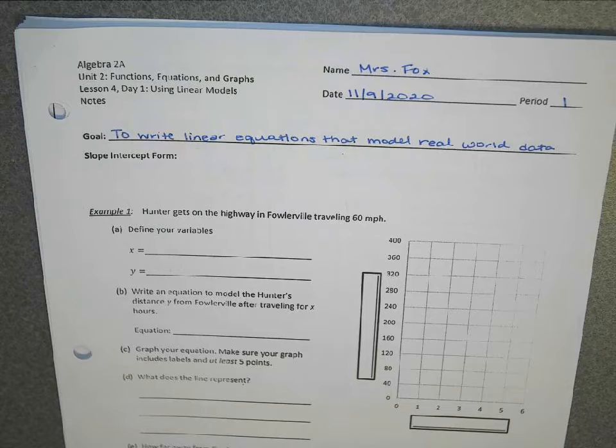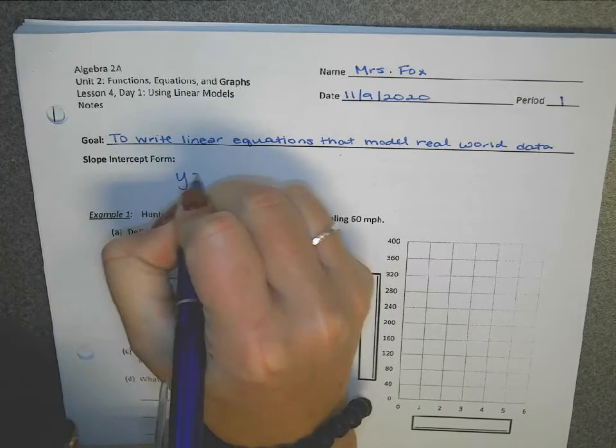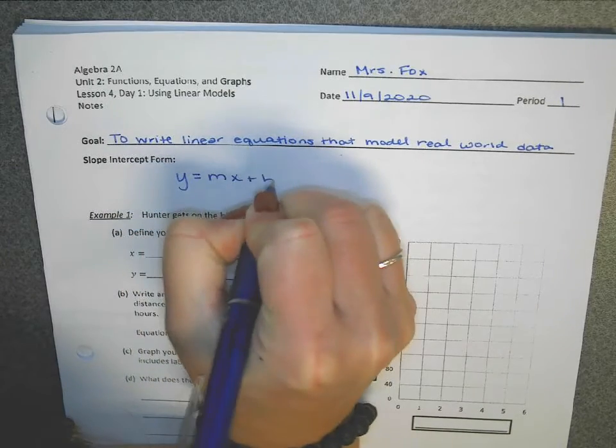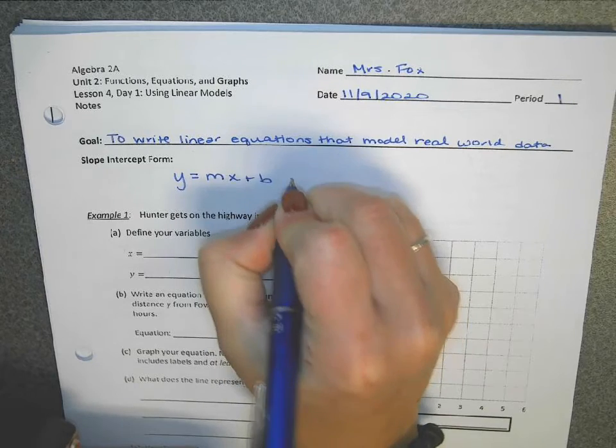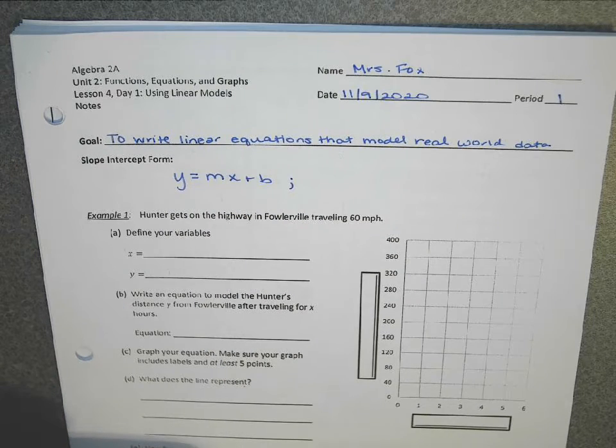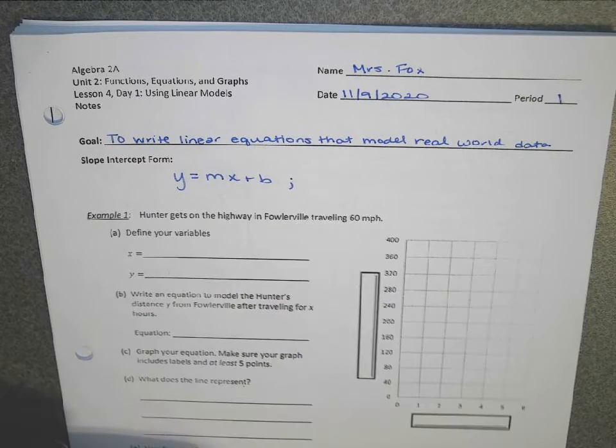What is slope-intercept form? What does that look like? Y equals mx plus b. Okay. And there's some information that goes along with that. On a quiz, if I were to ask you for slope-intercept form and state what the variables represent, you'd only get half credit if this is what you wrote.